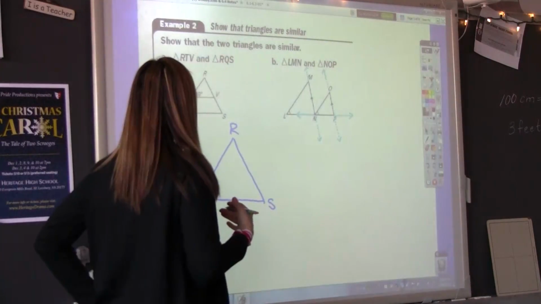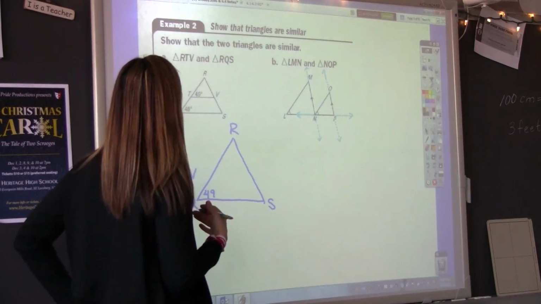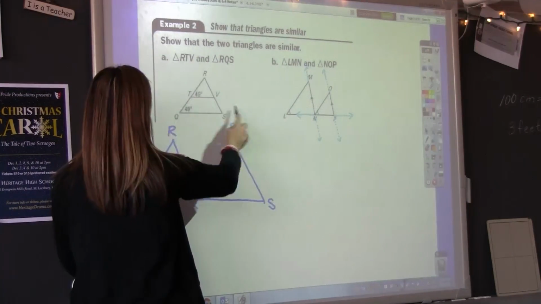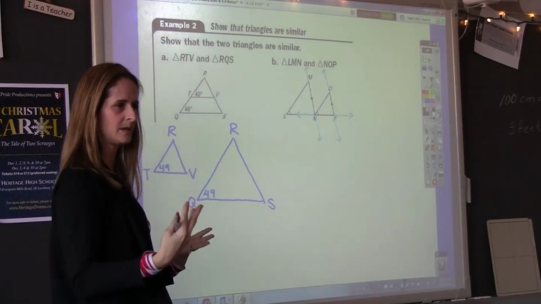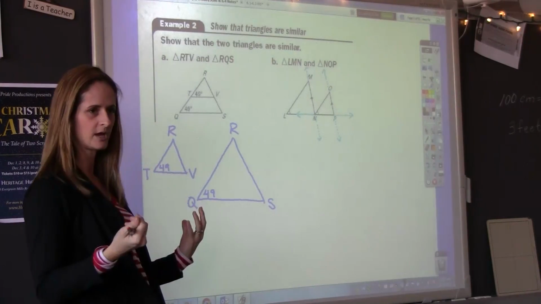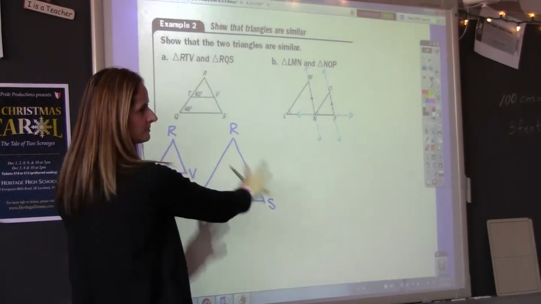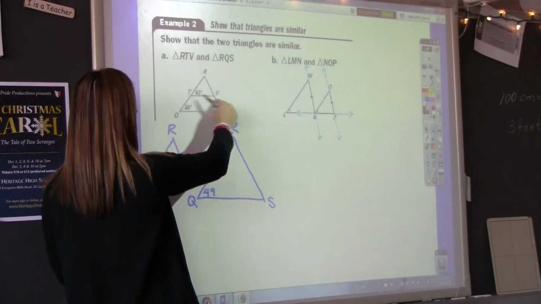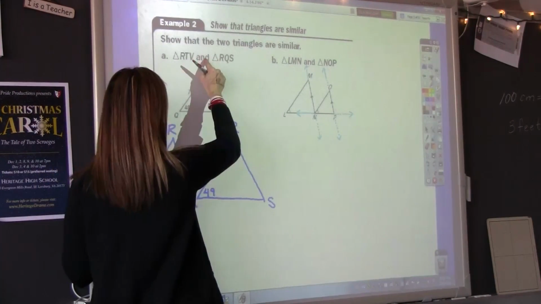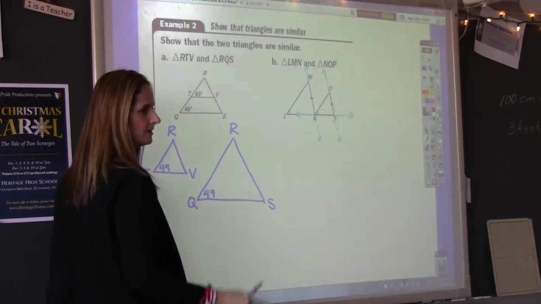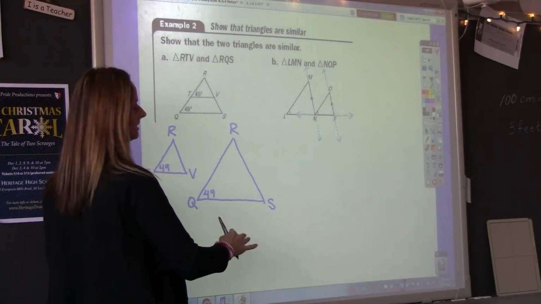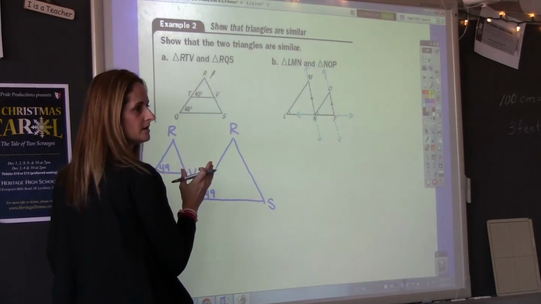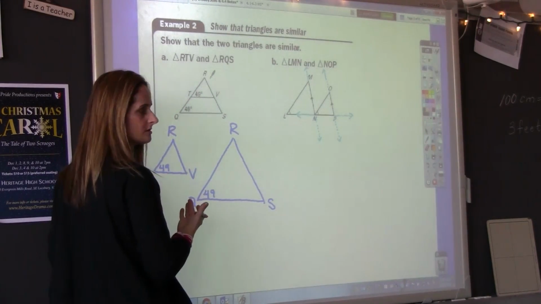All right, so show that the two triangles are similar: RTV and RQS. The first thing I did was, sometimes they like to draw triangles inside other triangles, so I just separated them and redrew them separately so you can get a visual. This is the small triangle here, and this is the bigger triangle, RQS. When you draw them separately, you'll notice this angle R up here is the same measure in both of those triangles.